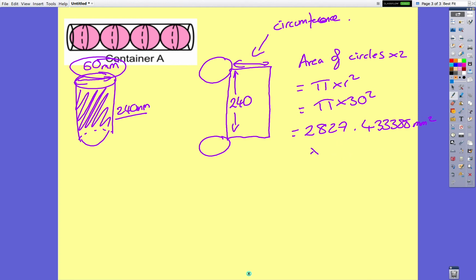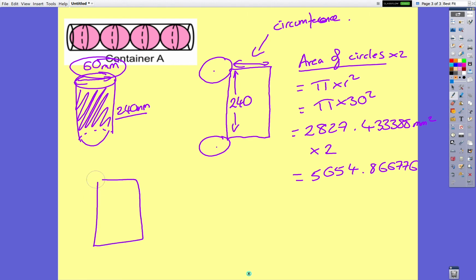Now we times this by 2, because we've got two circles, one at the top and one at the bottom. So times that by 2, that gives me 5654.866776. Told you it was a long question. So that there is my area of my circles. Now we need to work out the area of this rectangle, and then I've got my total surface area.